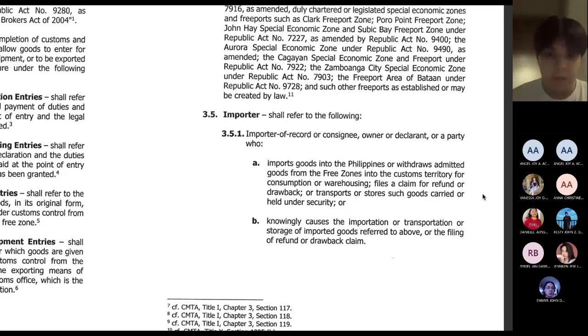3.5 Importer shall refer to the following. 3.5.1 Importer of record or consignee, owner or declarant or a party who A. Imports goods into the Philippines or withdraws admitted goods from the free zones into the customs territory for consumption or warehousing, files a claim for refund or drawback, or transports or stores such goods carried or held under security, or B. Knowingly causes the importation or transportation or storage of imported goods referred to above, or the filing of a refund or drawback claim.